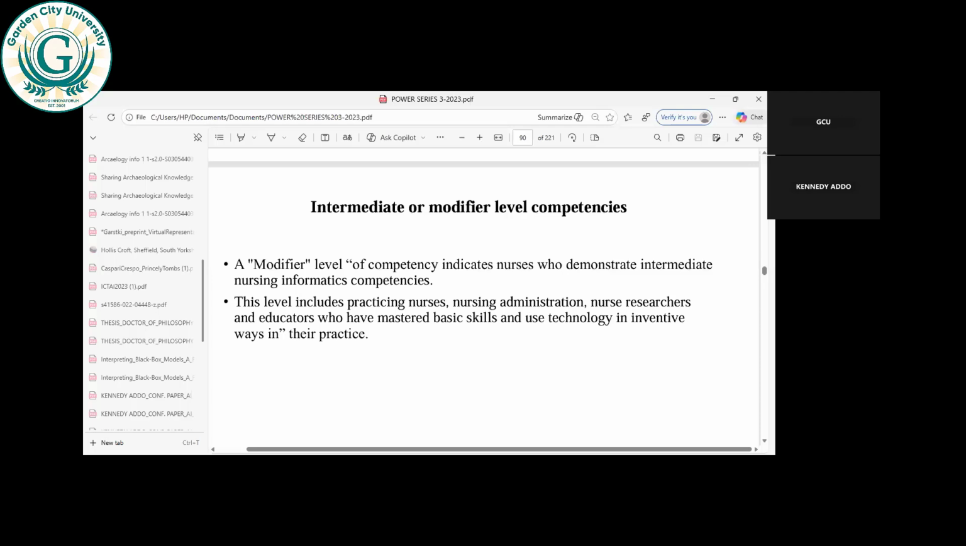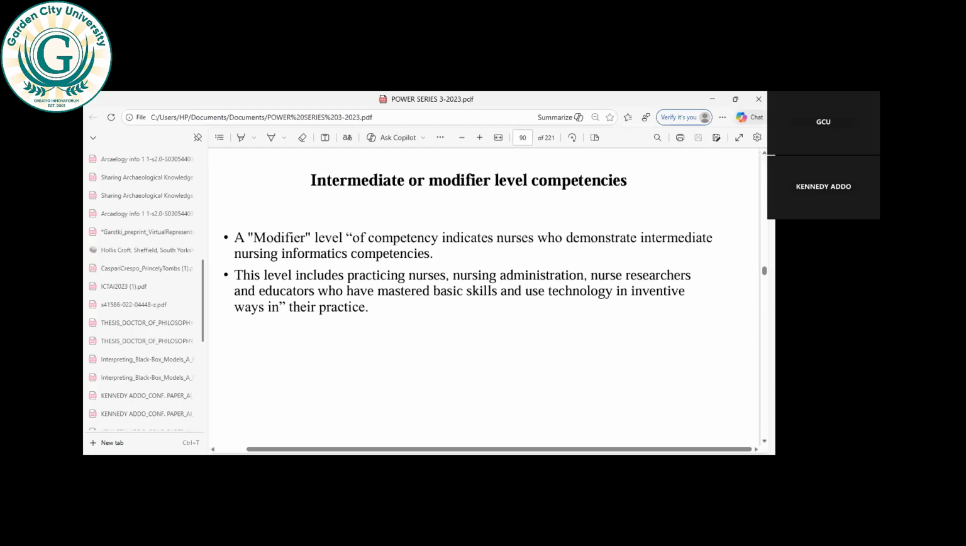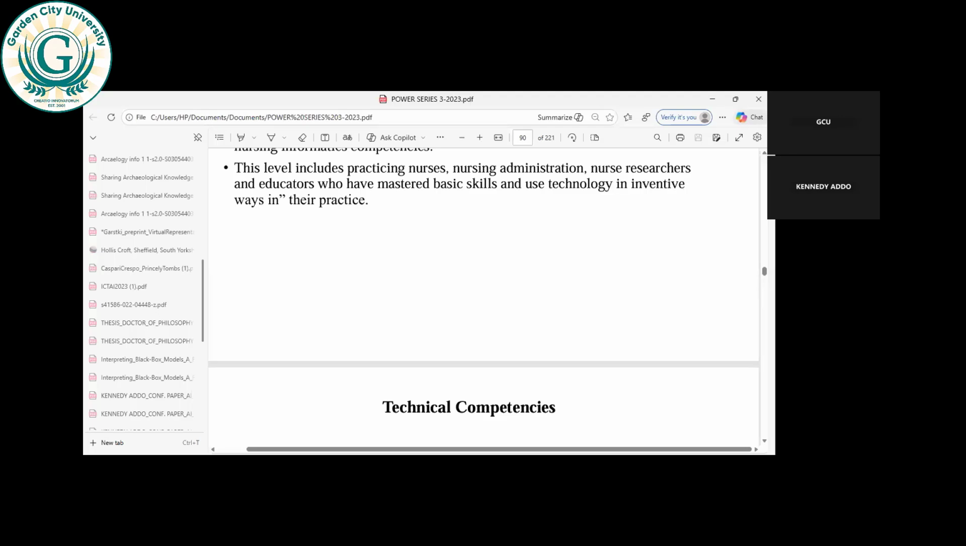So if you have noticed that as a beginner you don't have all the quality traits of being able to use a system at your level, then you have to be more deliberate in trying to fill the gaps, right? So this level also includes practicing nurses, in diverse areas of nursing where nurses work, who have mastered basic skills and use technology in inventive ways. So the basic skills means that the system you are working with, you know your way in and out of it, and you are able to navigate your way in making decisions, and that is a very good one.